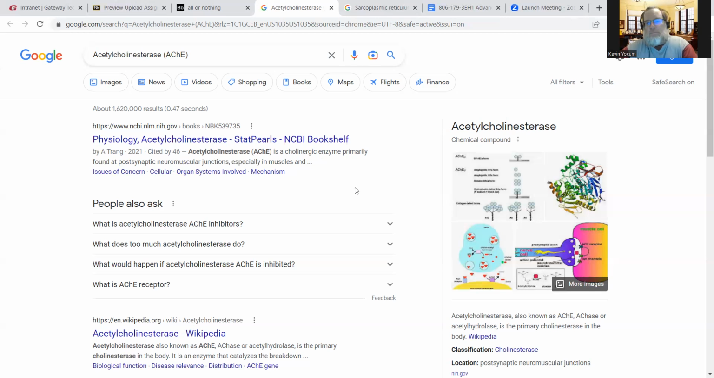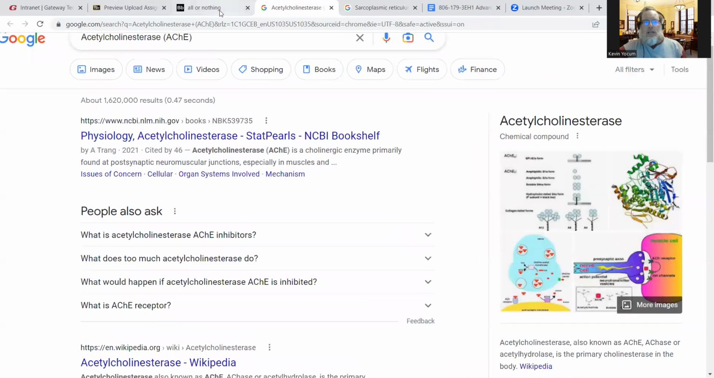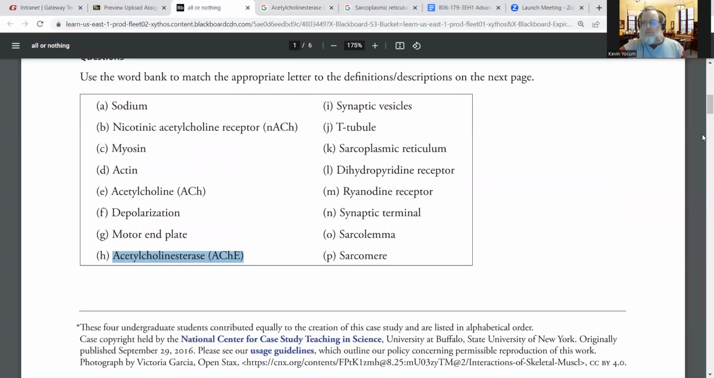So anyway, acetylcholinesterase is found at the postsynaptic neuromuscular junction. So at the NMJ is what it's asking you.